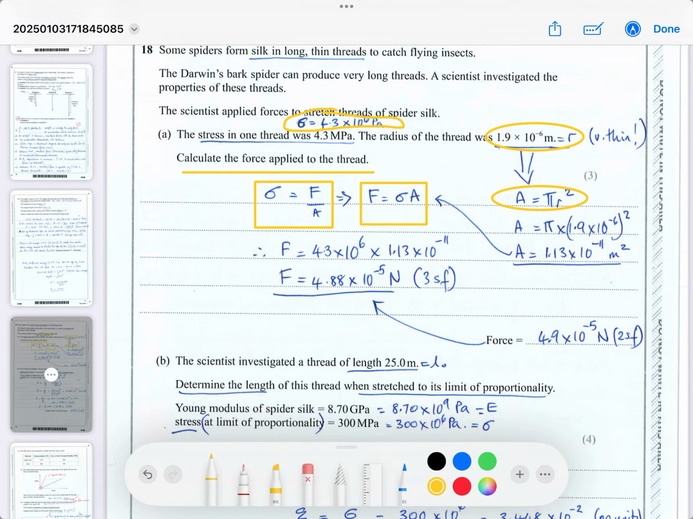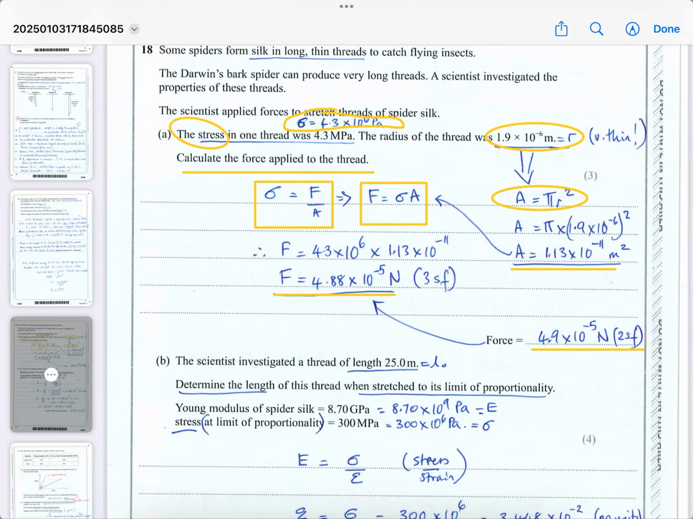You put the value of area that you calculate here, so you get 1 mark for doing the area, and then once you've got that, you put the stress that's given in the question above. Multiply those two together, and to three significant figures, you get 4.88 times 10 to the minus 5 newtons. And you should really round it to 2 significant figures, because the data provided is to 2 significant figures. Okay, so that's the first part, checking that you know how to use the stress equals force over area equation.